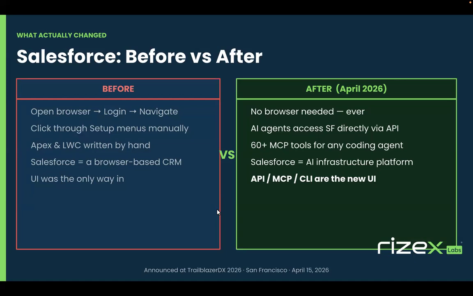Yes, you heard it right. Now AI agents, APIs, MCP tools, and CLI commands can directly access Salesforce. That means create a record, run a flow, deploy code, read metadata, execute automation, everything. Even create the Apex code or create the flow. Everything we can do without opening the browser or the Salesforce UI. This announcement was made during TrailblazerDX 2026.